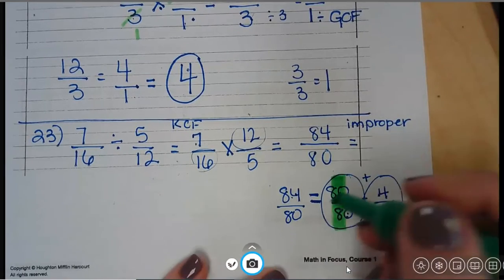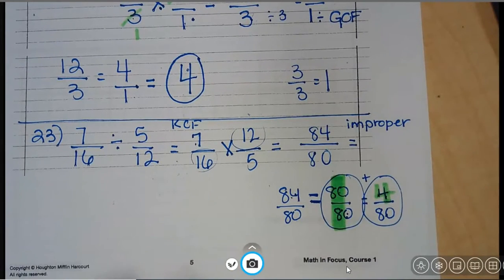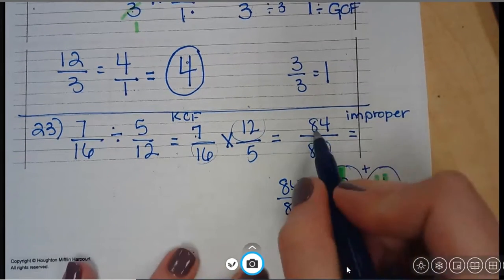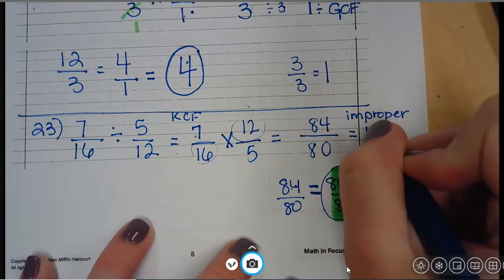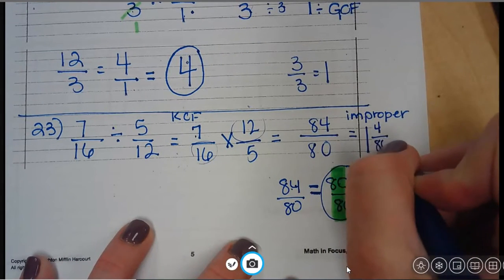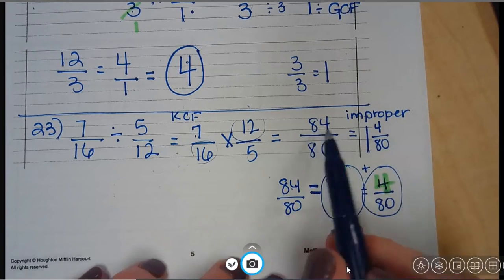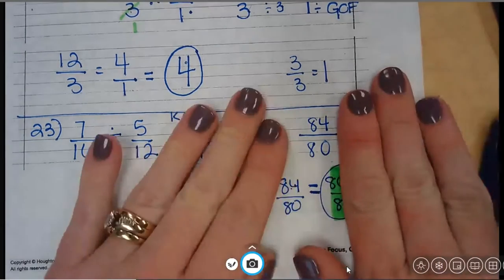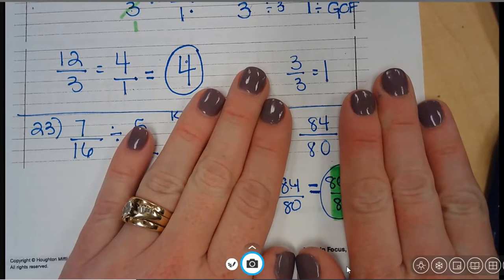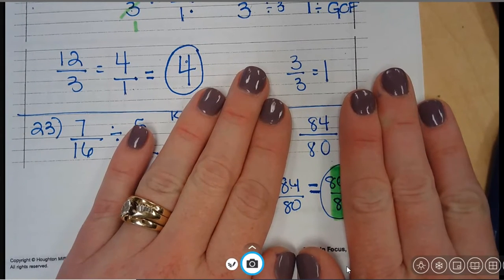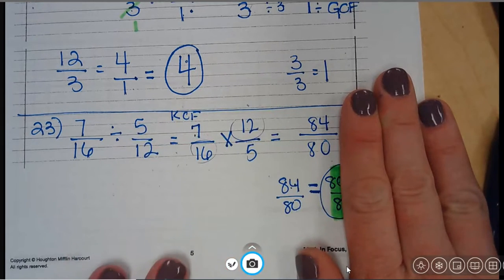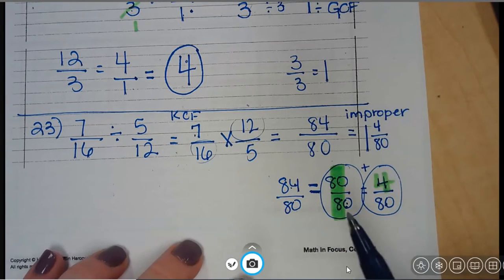So now I have 1 and 4 eightieths. Instead of having an improper fraction, I have a mixed number of 1 and 4 eightieths. Now, if I had an algebra problem or something like that, I would actually want to leave this an improper fraction and continue solving my algebra problem until I was down to my last possible answer, and then make it a mixed number.